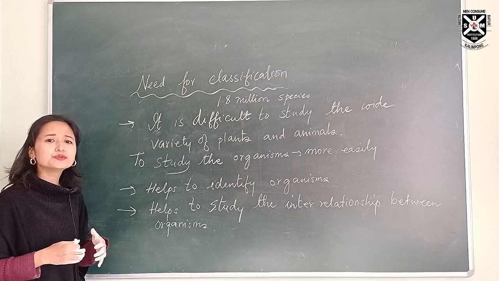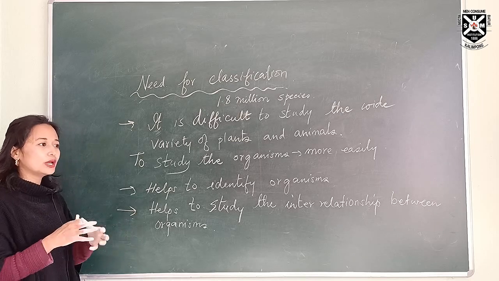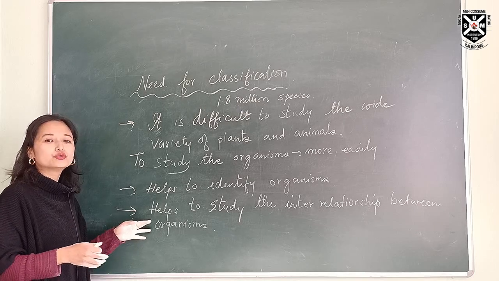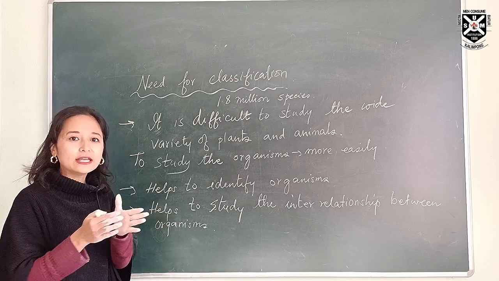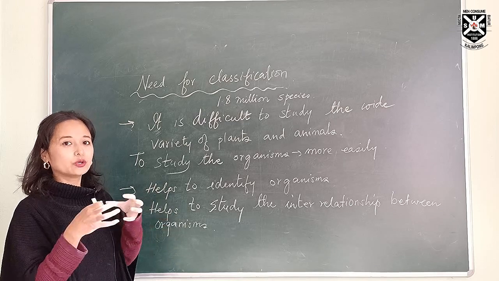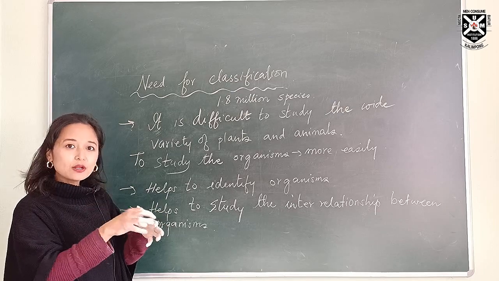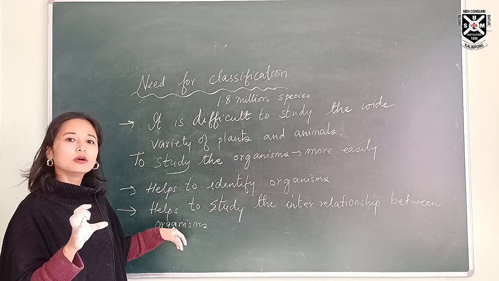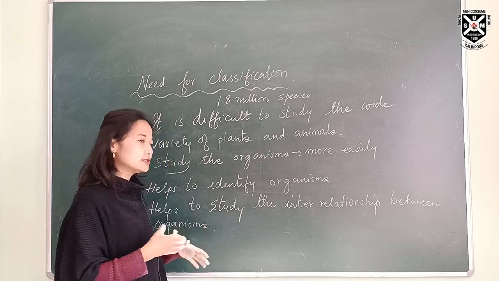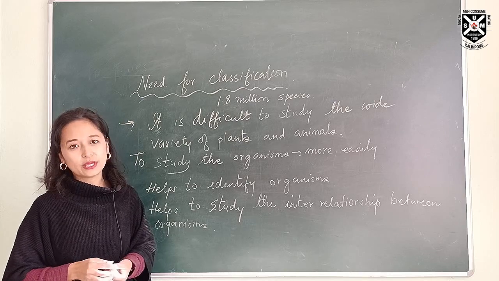Next, it helps to identify the different organisms also. And when we are classifying organisms, we are looking at the similarities between organisms, and therefore this will also help us to decipher the interrelationships between the different organisms. So we group organisms with similar organisms, which share more common ancestors. Therefore, it helps to study the interrelationship between the different organisms. So with this, we finish off the second chapter, that is taxonomy and systematics.